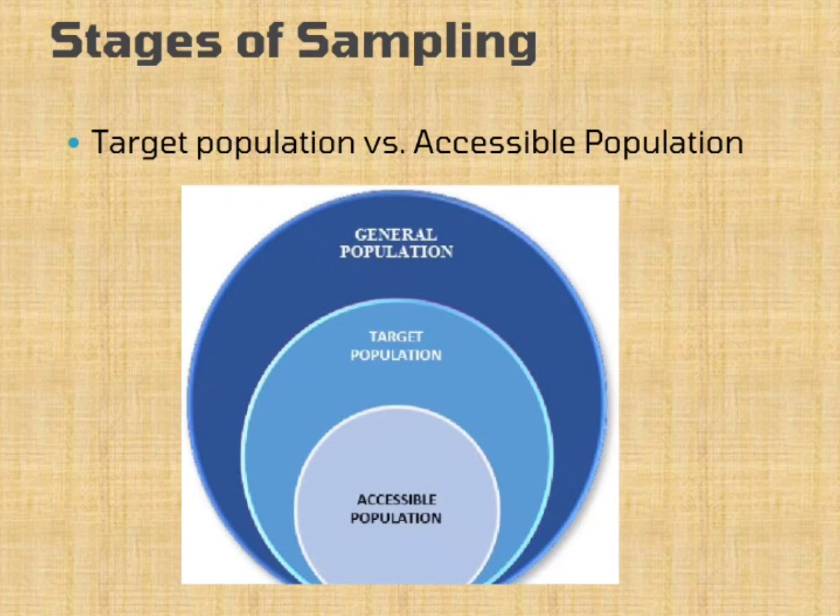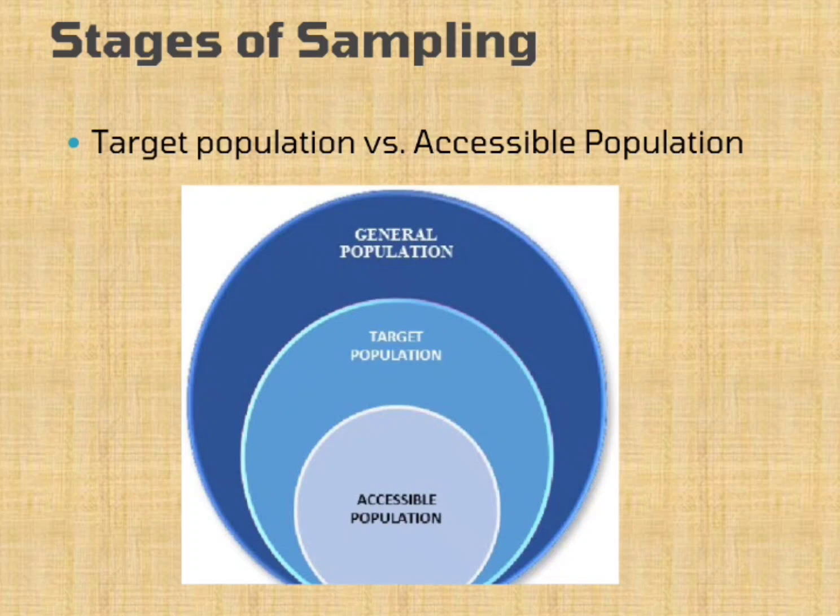Now, let's make a distinction between target population and accessible population. It is essential to distinguish between the target population and the accessible population. The accessible population refers to the population of subjects that are accessible to the researcher for drawing a sample. In most research studies, researchers deal with accessible populations rather than target population.